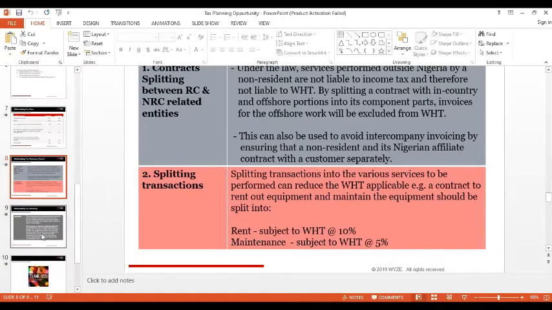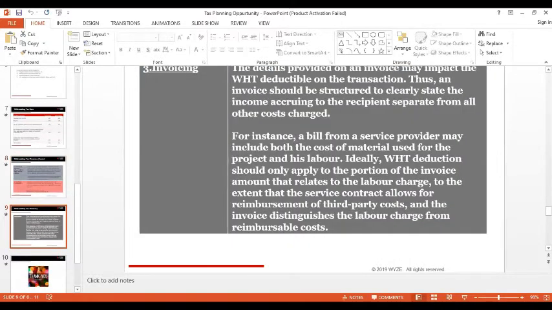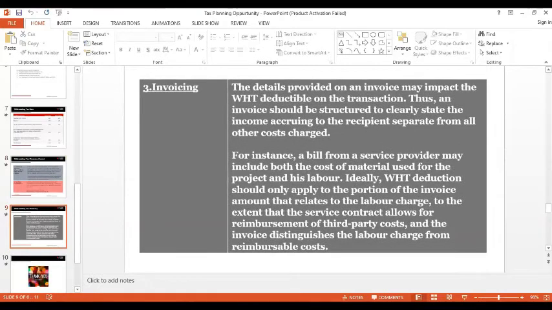So Mr. Obida, let's go to the third one. Invoicing. Now, invoicing is another key element of withholding tax planning. How do you raise your invoice? You can raise your invoice to have a higher withholding tax exposure. You can also raise your invoice in a way that will ensure that you are exposed to minimal withholding tax.